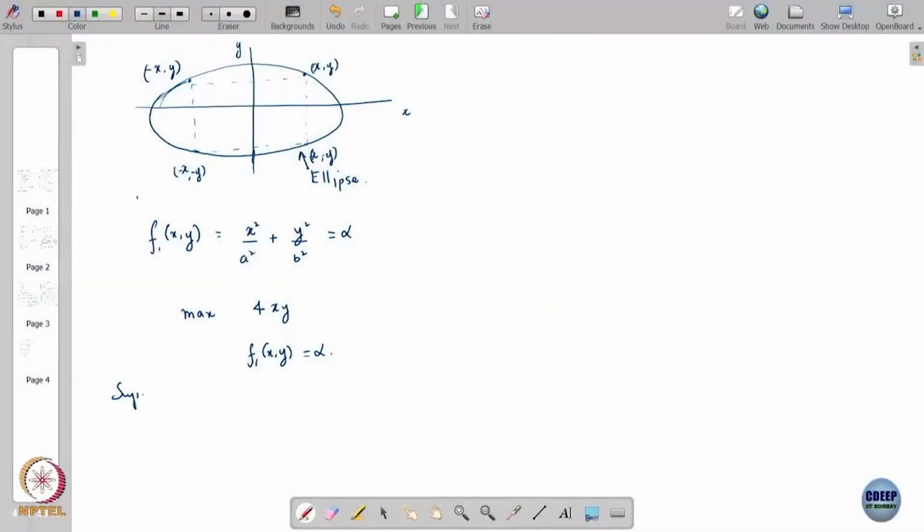So, suppose (x star, y star) is a local minimum, a local maximum in this case, of this particular optimization problem. Now, how did we argue in the case when the constraint was an open set?